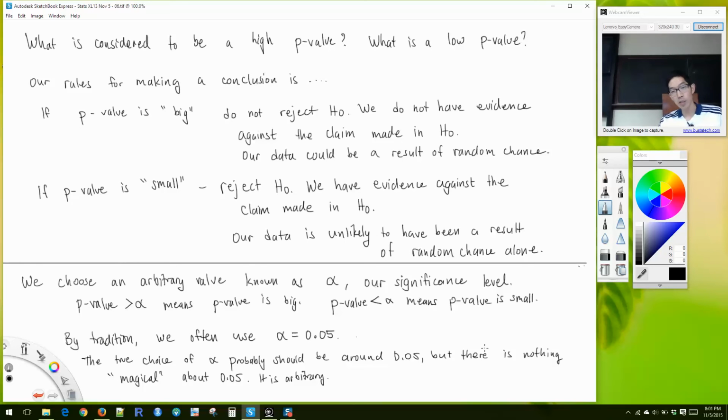But depending on the circumstance, you as the researcher get to choose your choice of alpha. You can choose a small alpha if you want. You can choose alpha to be 0.01, or you could choose alpha to be 0.10, depending on the circumstance. And we can have a discussion about that, okay?